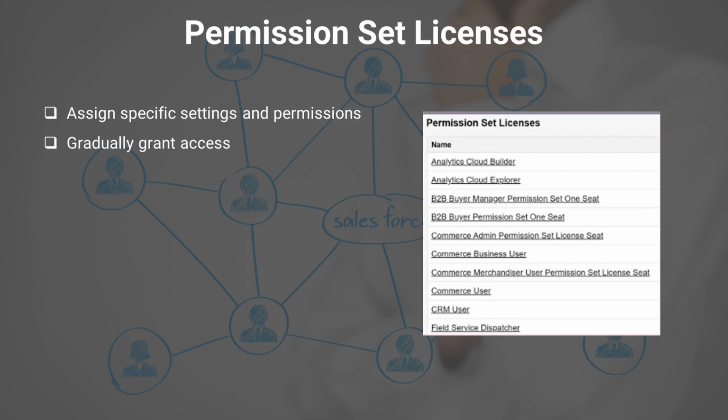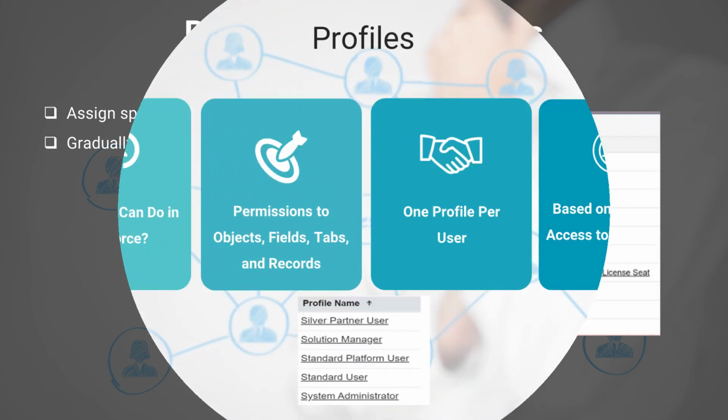Permission set licenses. A permission set can be used to assign users specific settings and permissions to use various tools and functions. Permission set licenses gradually grant users access to features that are not included in their user licenses. To utilize a permission set license, you will also need to check the permission set license's status, total allocation, number used, and number remaining.